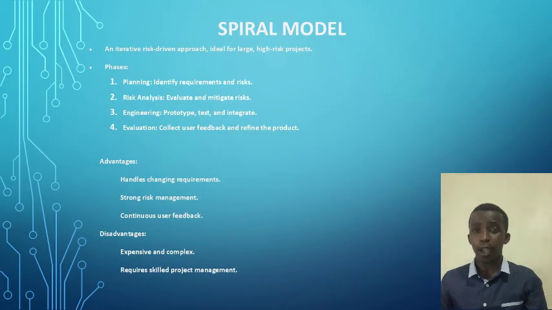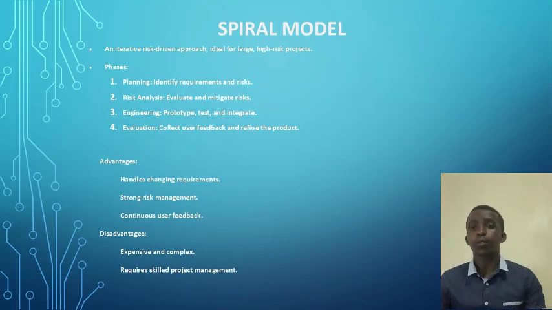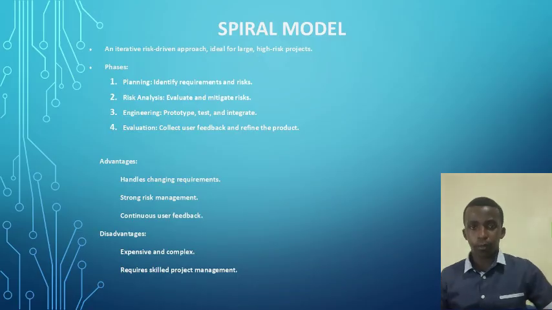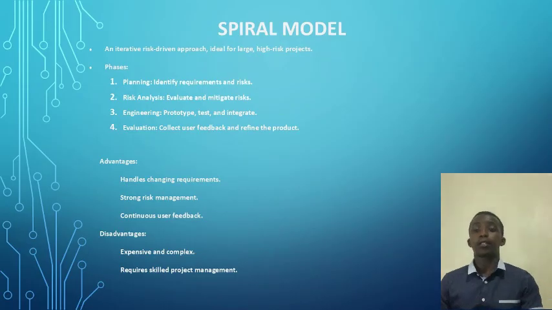The phases of the spiral model are planning, risk analysis, engineering, and evaluation. In planning, we identify the system requirements. In risk analysis, we evaluate the potential risks and decide mitigation strategies. In the engineering part, we develop the prototype of the software, testing and integrating it with all the required systems. And in the evaluation, customer feedback is taken and used to refine the product in the next cycle.